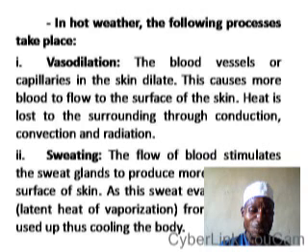The first process that we are going to look at is vasodilation. In the case of vasodilation, the blood vessels or capillaries in the skin dilate, that is, they become wide open. This dilation causes more blood to flow to the surface of the skin. Heat is lost to the surrounding through conduction, convection, and radiation.